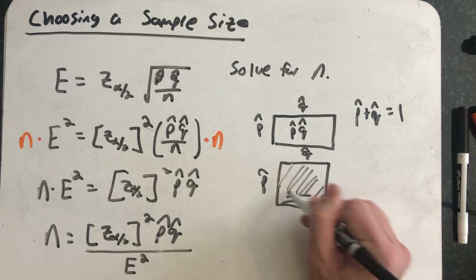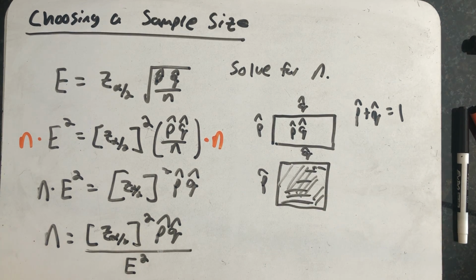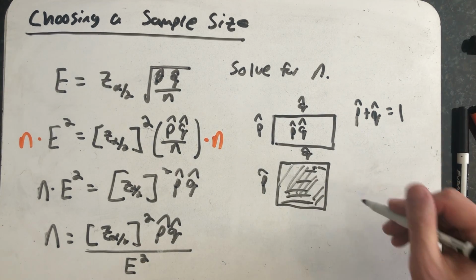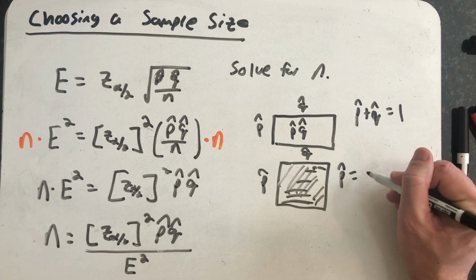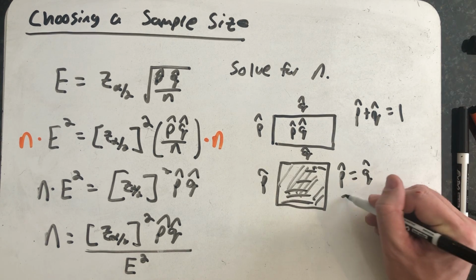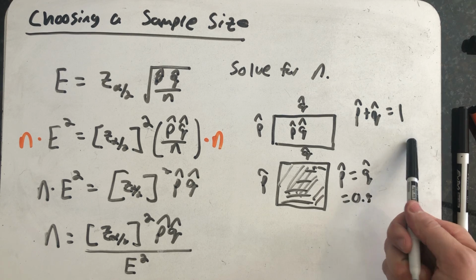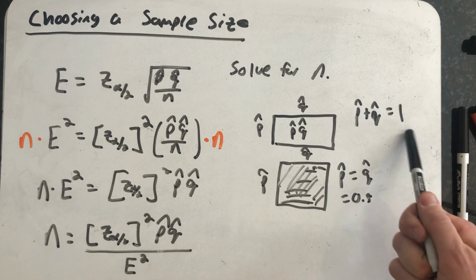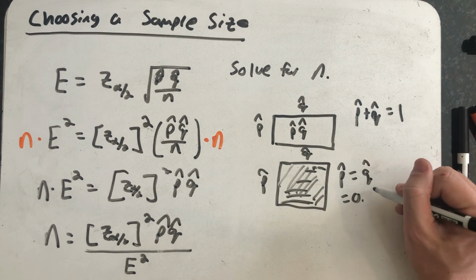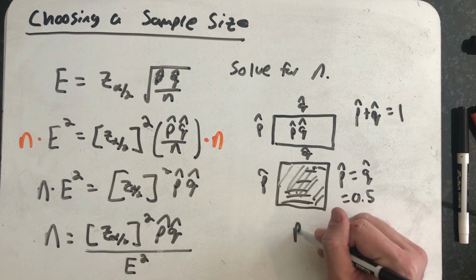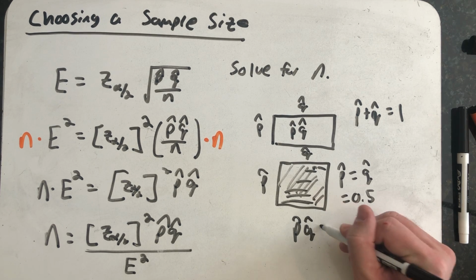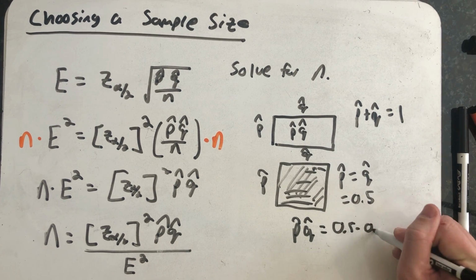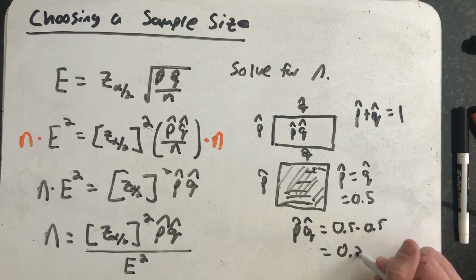So what I'm really arguing here is that the largest thing p hat times q hat can ever be is what you get when p hat equals q hat. Well, if p hat equals q hat, it means they're both equal to 0.5, because they have to add up to 1. If they're the same thing, it has to be 0.5 plus 0.5 equals 1, which would make p hat times q hat 0.5 times 0.5, and a half times a half is a fourth, 0.25. So that gives us one rule.